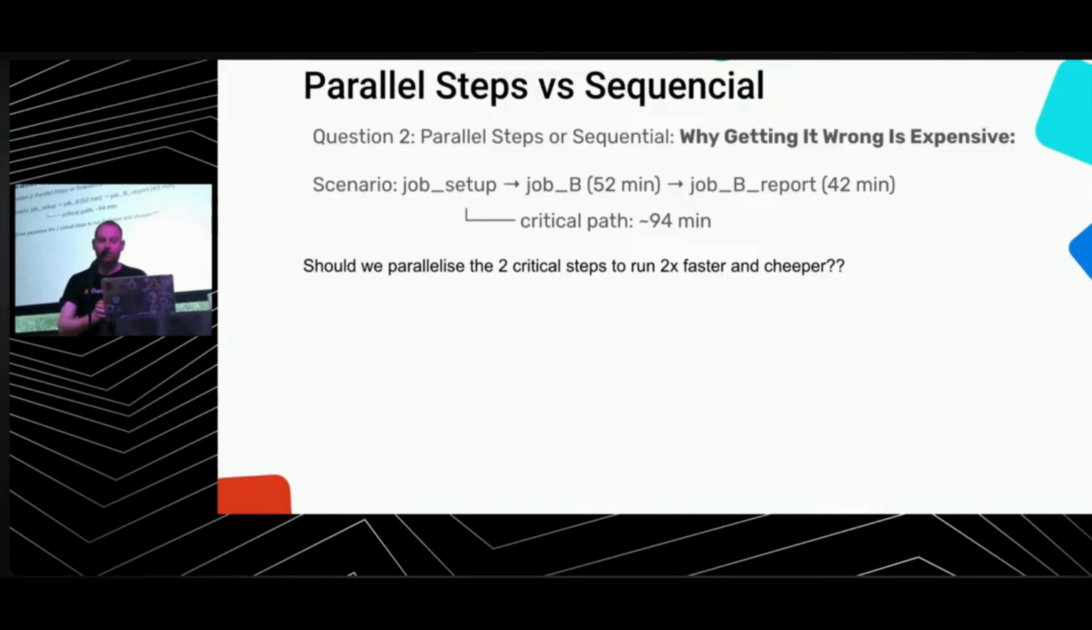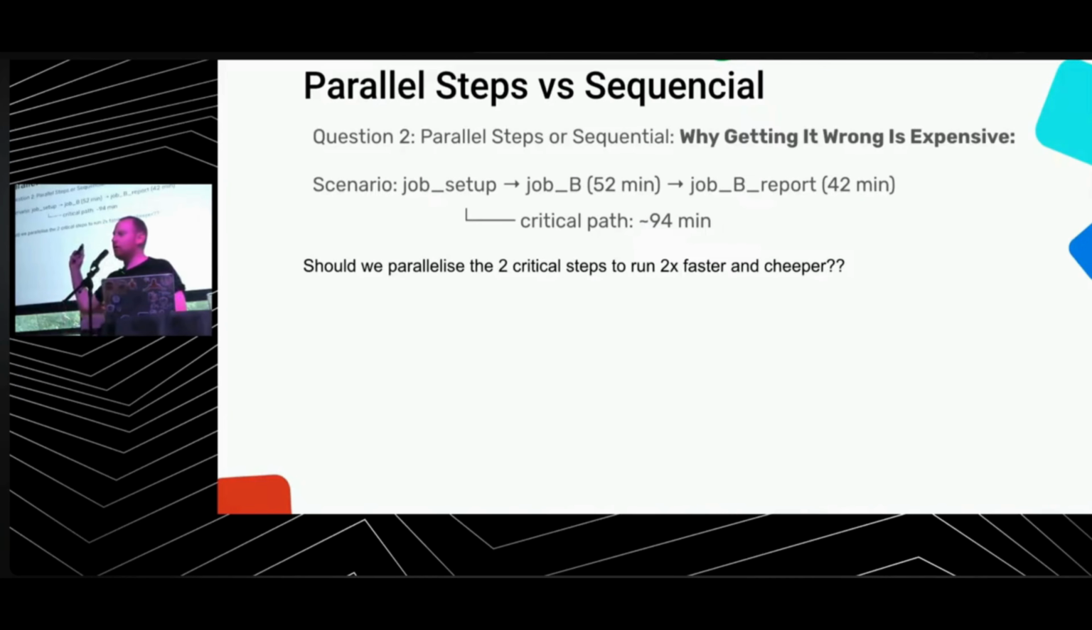In this example, a customer saw a workflow in Airflow that ran for 94 minutes. You can see in Airflow that 2 jobs dictate the critical path, which dictates the duration. And they thought, let's take these 2 jobs and parallelize them. Let's run them in parallel, and that will improve the performance. It will make it faster, maybe even cheaper, right? Because it's running on the same hardware and will utilize performance better. So that was their logic.